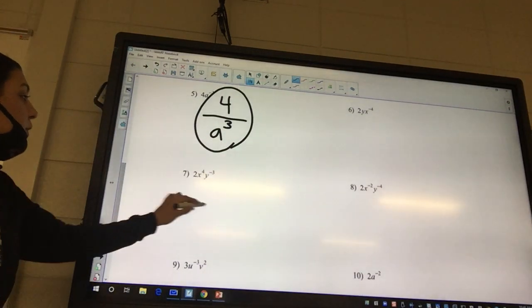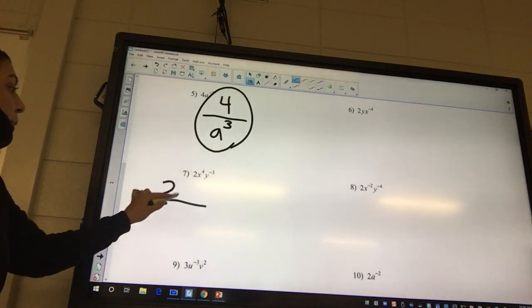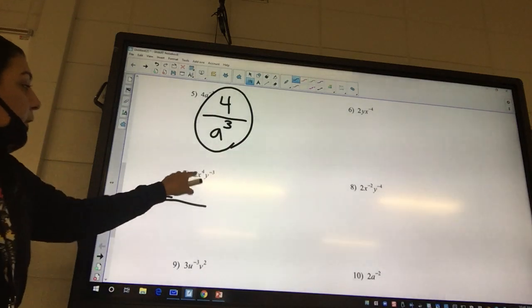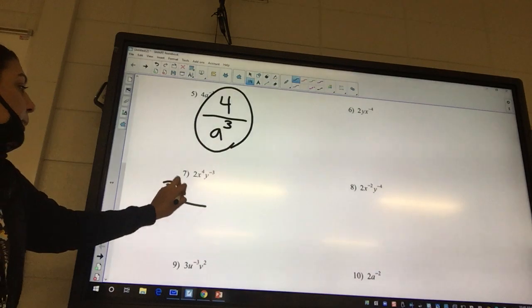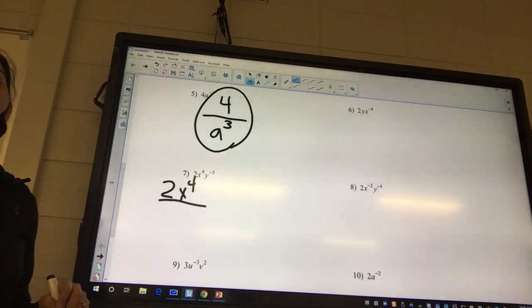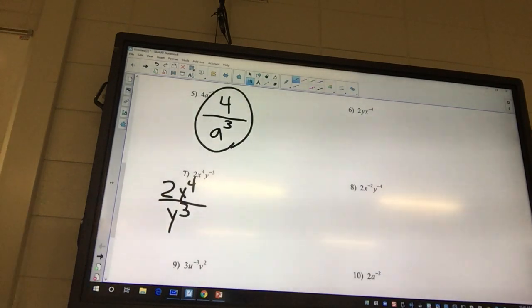Okay, 7. Where does that 2 go? At the top. Big numbers always go on top. What about x to the 4? Top, because it's positive. Because this 4 is positive, we keep it on top. What about y to the negative 3? Bottom. Negatives go on the bottom. So then it becomes y to the positive 3.